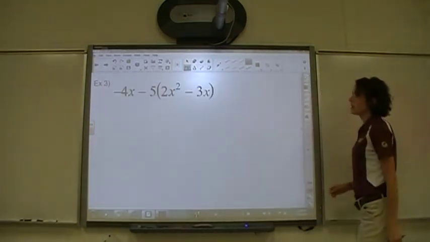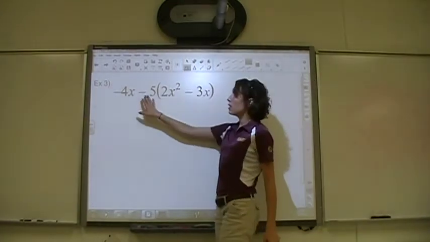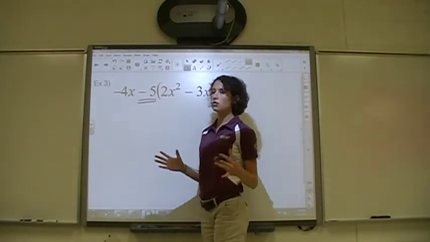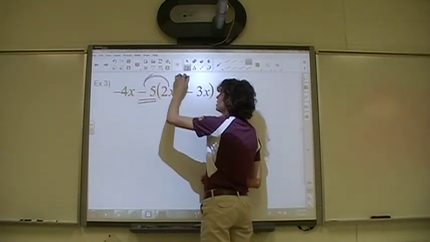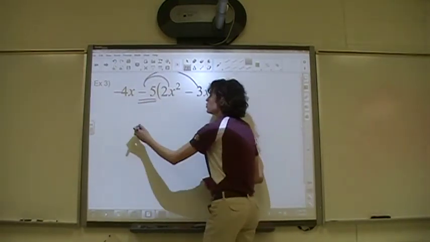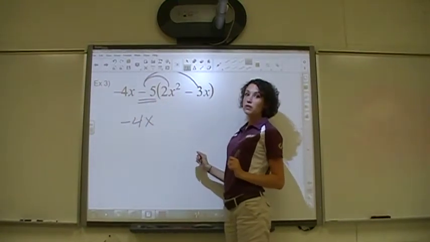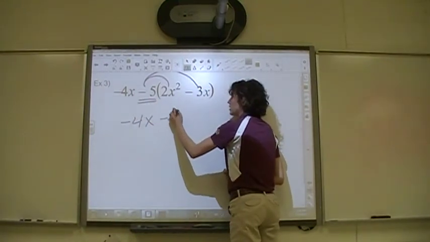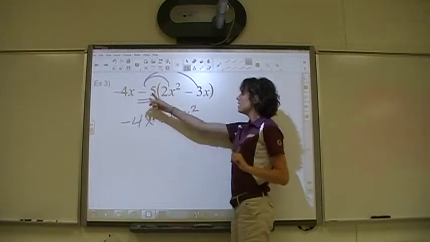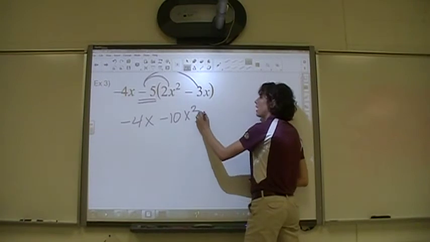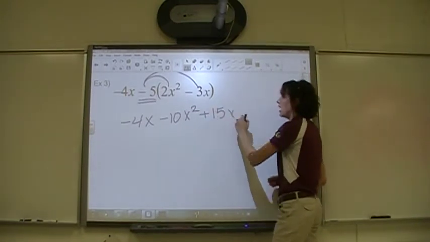Example number 3, let's try another one. Again, we want to distribute, but be careful because you have a negative 5 here, so you have to distribute that whole entire number, the negative and the 5. So you have negative 4x. Negative 5 times 2x squared gives me a negative 10x squared. Negative 5 times a negative 3x gives me a positive 15x.